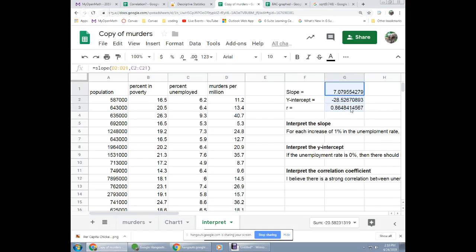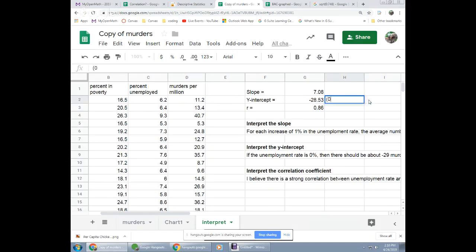These are way more decimal places than I need, so I can knock those down quite a bit. That's good enough. So I have strong correlation. Y-intercept, what does that mean? Well, that would be the point 0, comma, negative 29-ish. What does x mean here? X is the unemployment rate. So if we have no unemployment, there should be negative 29 murders per million. That doesn't make sense, right? So again, sometimes the y-intercept makes sense, sometimes it doesn't.